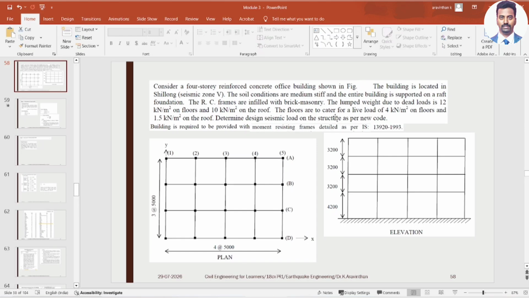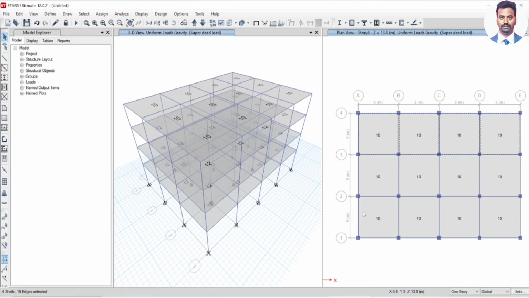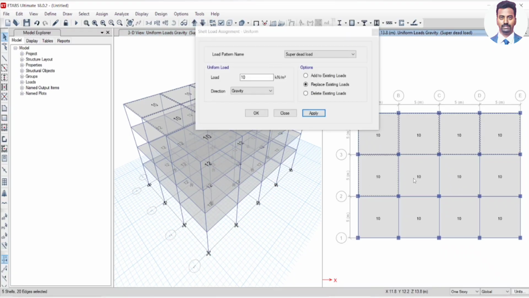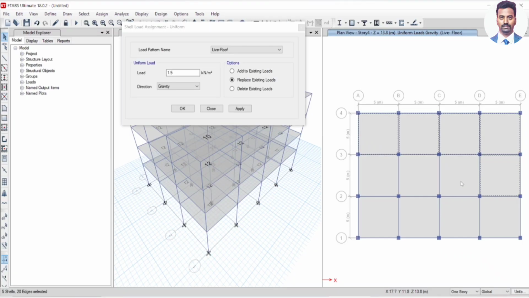The floors are to be characterized for a live load of 4 kN per meter square and 1.5 kN per meter square on roof. We are in the fourth floor here. Live load on the roof, 1.5, and live load on floors.